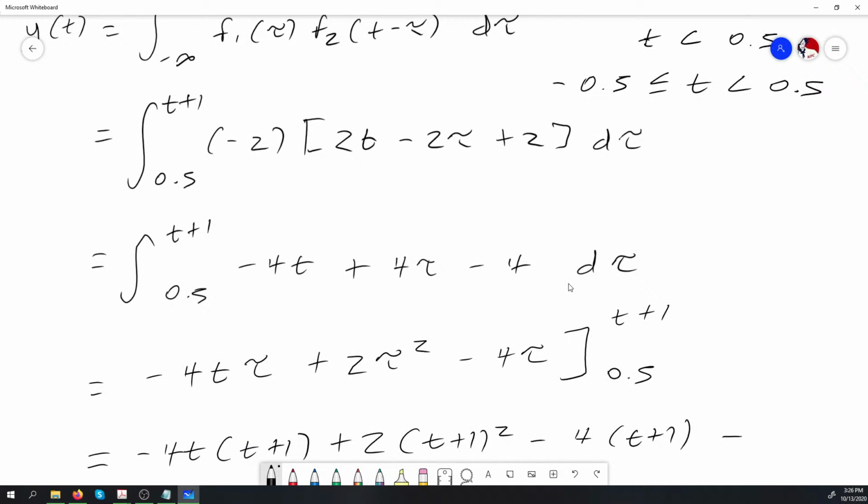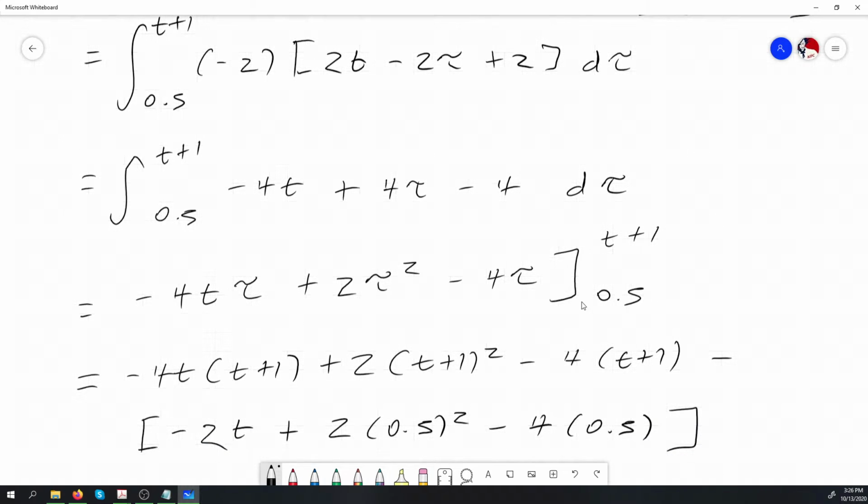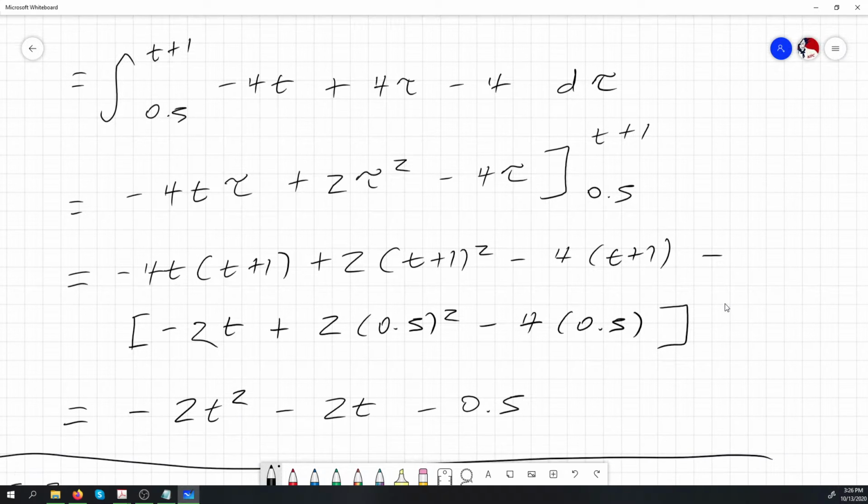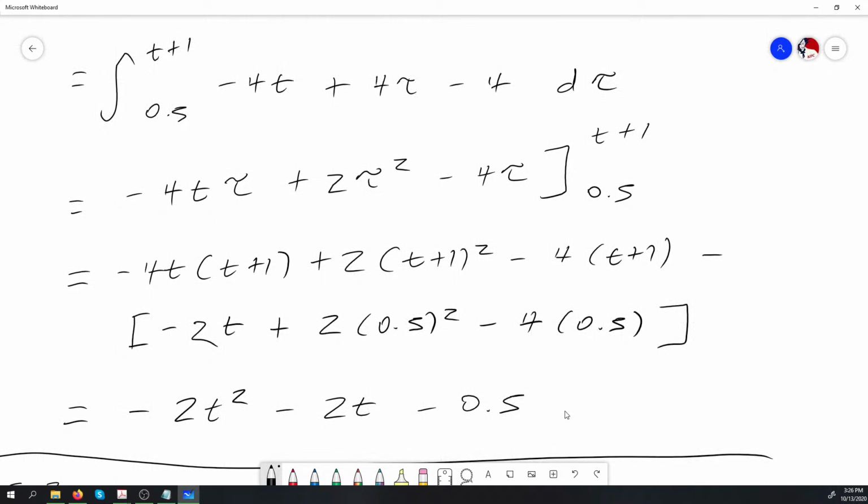Because this is with respect to d tau, the t's here basically are treated as constants. So minus 4t here will become minus 4t tau. 4 tau here, when we integrate this, will be 4 tau squared divided by 2. Sorry, 4 tau squared here divided by 2. That's why we got 2 tau squared here. And minus 4 here became minus 4 tau. We had our limits. We substituted into the equation accordingly. And we got our resultant t equation.